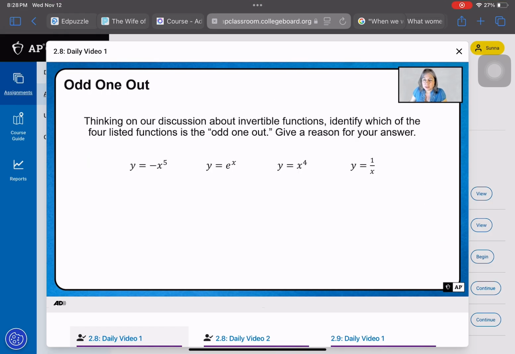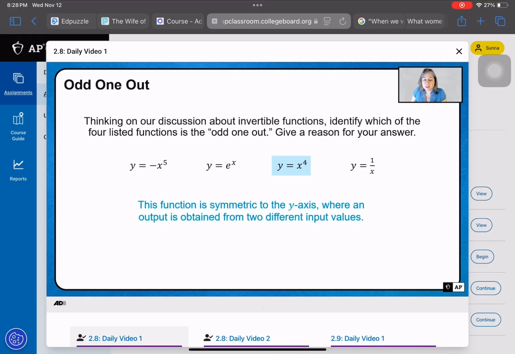So our last question is an odd one out. Thinking on our discussion about invertible functions, which of the following below would you consider to be the odd one out? Pause and let's give a reason for your answer as well. Okay, so y equals x to the 4th is hopefully what you chose as the odd one out. And our reason is this function is symmetric to the y-axis where an output's obtained from 2 different input values. A restriction on the domain is required to make the function invertible.